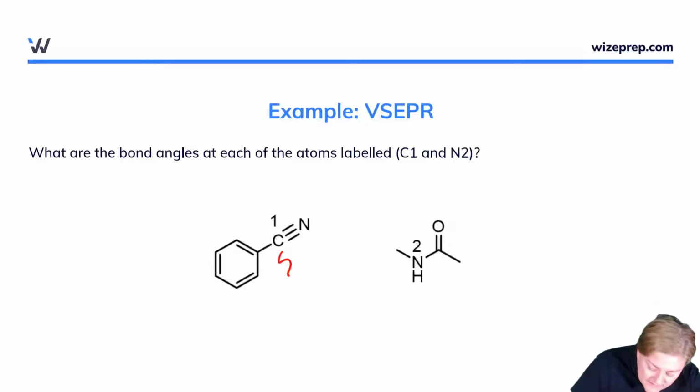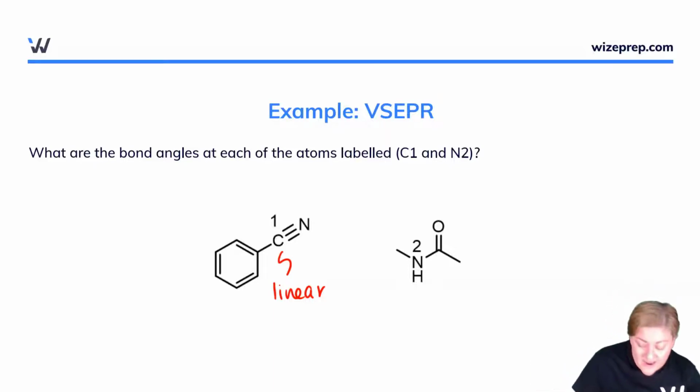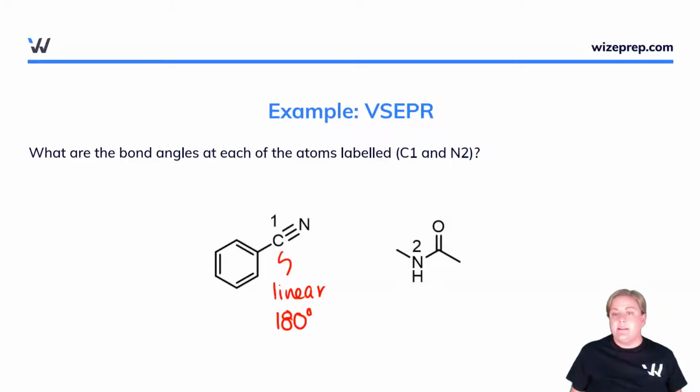You note here that C1 is linear. You notice that there's no lone pairs on the carbon, remembering that in VSEPR, it's really important to show those lone pairs because those influence the molecular geometry. No lone pairs, straight line, linear, and 180 degrees, because linear always has a bond angle of 180.